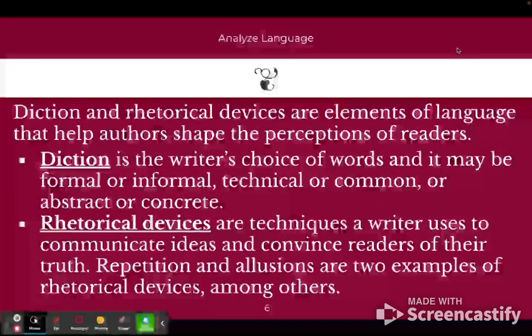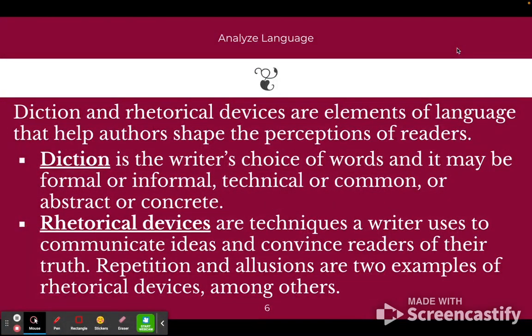All right. Let's talk about diction and rhetorical devices. These are elements of language that help authors shape the perception of readers. So diction is the writer's choice of words, and it could be formal, informal, technical or common, abstract or concrete, but it's the word choices that they are making in their writing. And then rhetorical devices are a technique that writers use to communicate ideas and convince readers of the truth. So things like repetition and allusions are examples of rhetorical devices. You could have rhetorical questions. There's a lot of different things that fall under that umbrella.